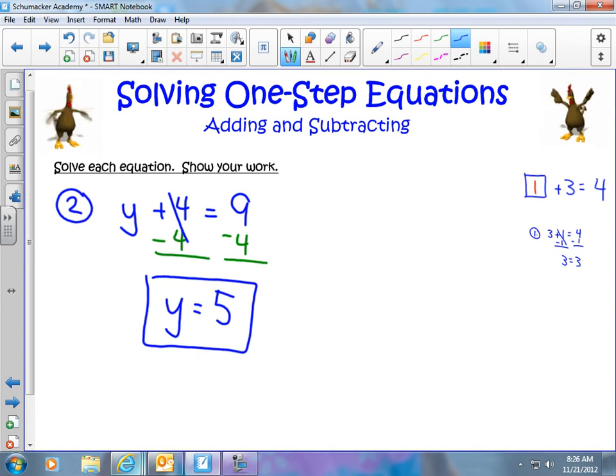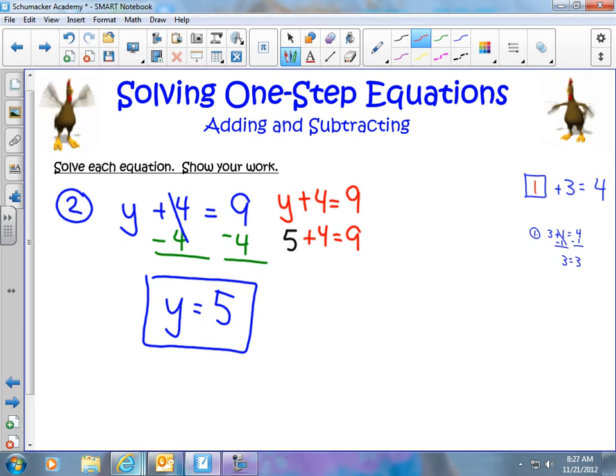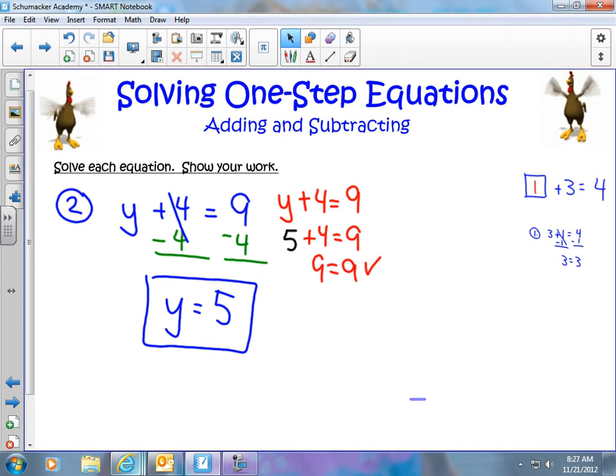And the wonderful thing with equations is you are able to check your answer to make sure it works. So I had y plus 4 equals 9. If I plug in the value for y, which was 5, and now I do 5 plus 4 equals 9, I get 9 equals 9, and I know my answer is correct.